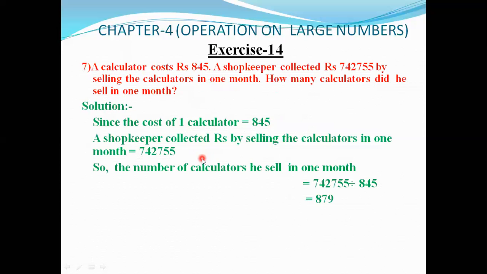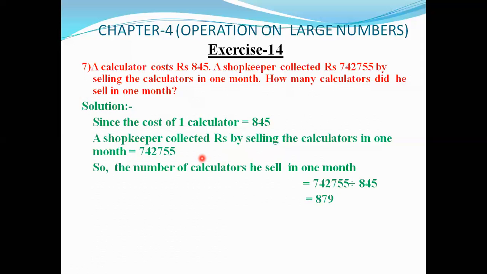Now we go to the next question, question number 7. A calculator costs rupees 845. A shopkeeper collected rupees 7,42,755 by selling the calculators in 1 month. Here is the money he collected by selling the calculators, 7,42,755. How many calculators did he sell in 1 month?